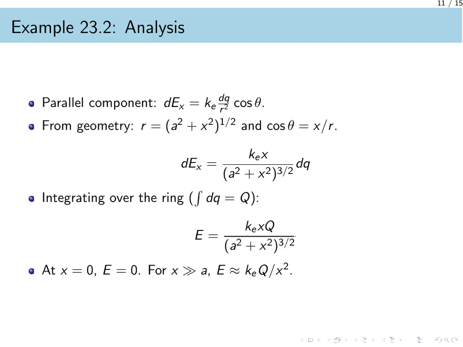Using the right triangle geometry shown on the slide, the distance r is the square root of a squared plus x squared, and the cosine of theta is x divided by r. Substituting these geometric relations into our integral reveals that x and a are constant for all charge elements around the ring. We can pull them out of the integral, leaving only the integral of dq, which simply becomes the total charge, Q. The final result is the Coulomb constant times x times Q, all divided by the quantity a squared plus x squared raised to the 3/2 power.